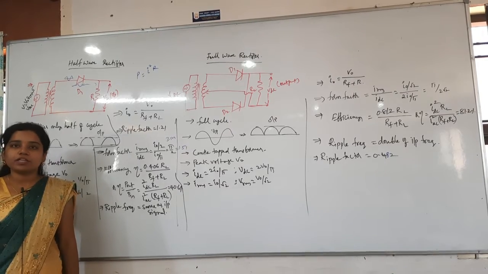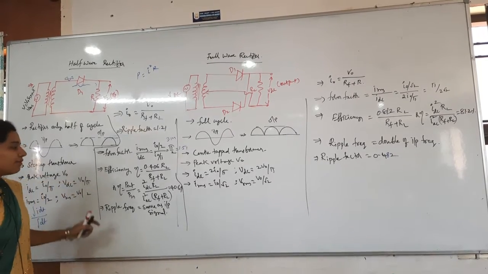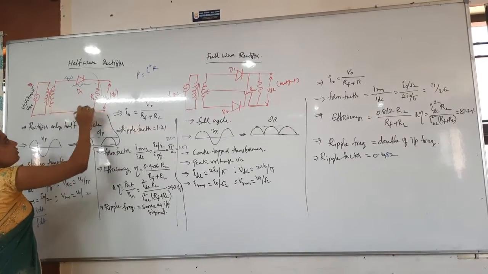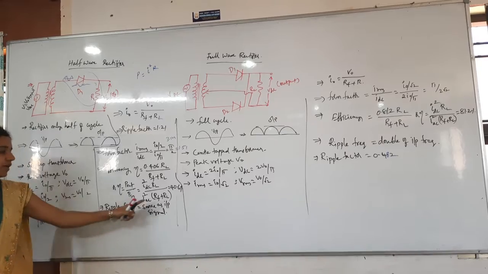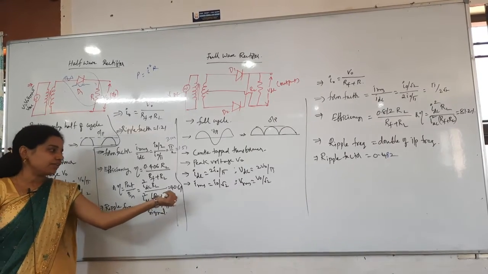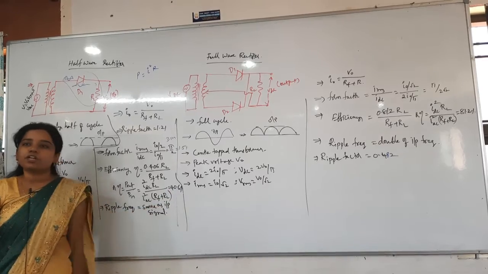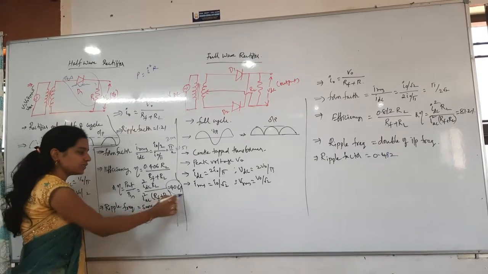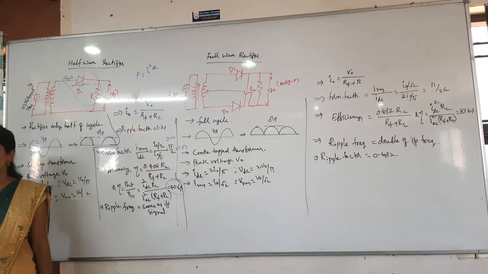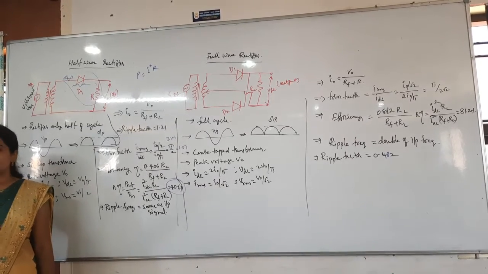Input power is nothing but the AC input current, and for the entire circuit we have the resistances RF plus RL. So I square AC into RF plus RL, and the efficiency percentage is how much? 40.6. This percentage is important. Only one time they asked about this, in rectifiers.